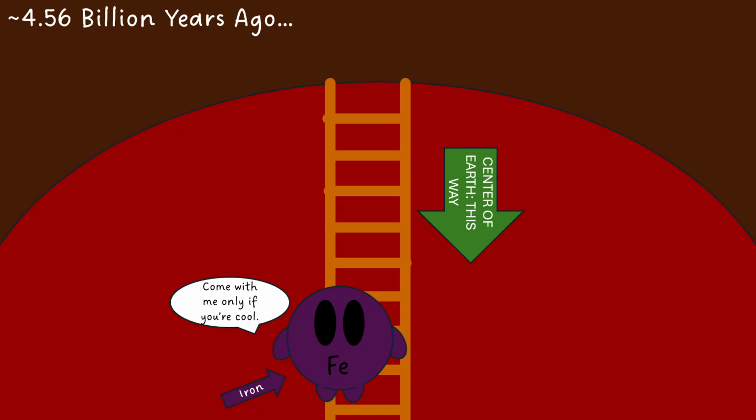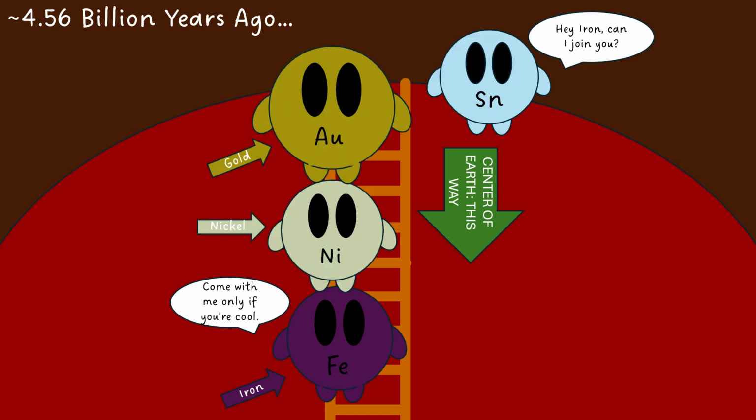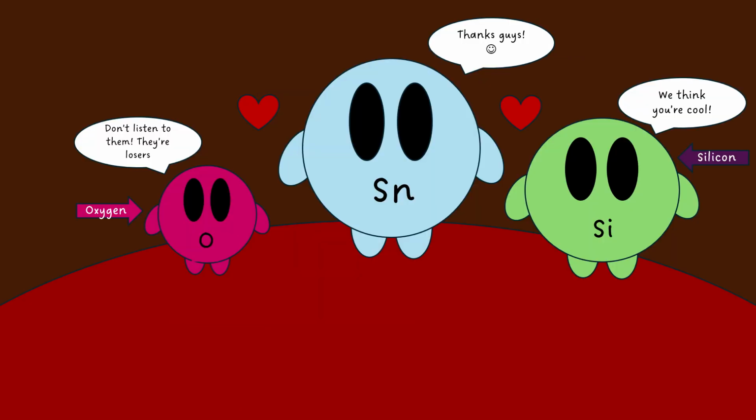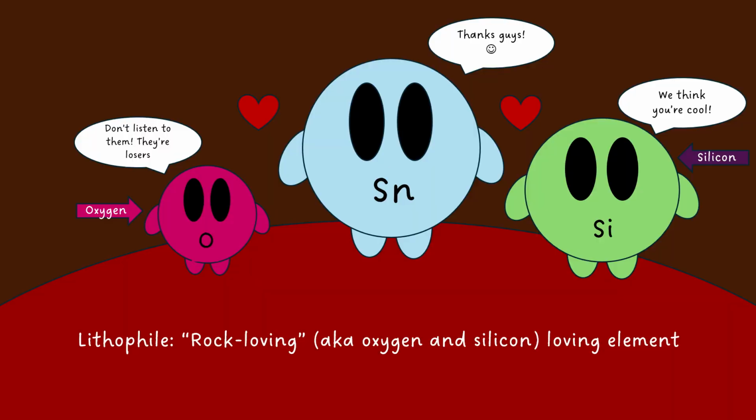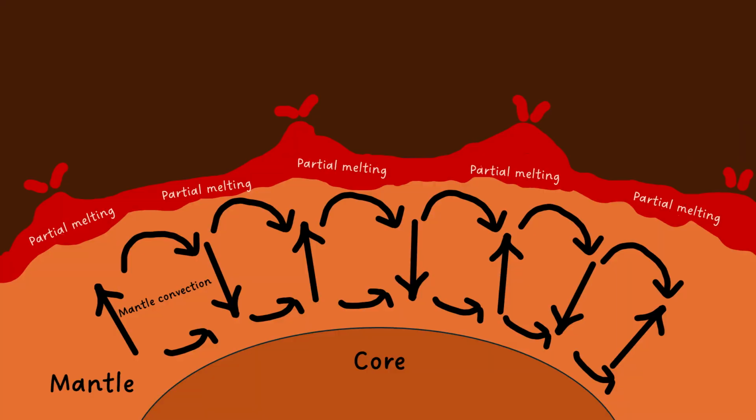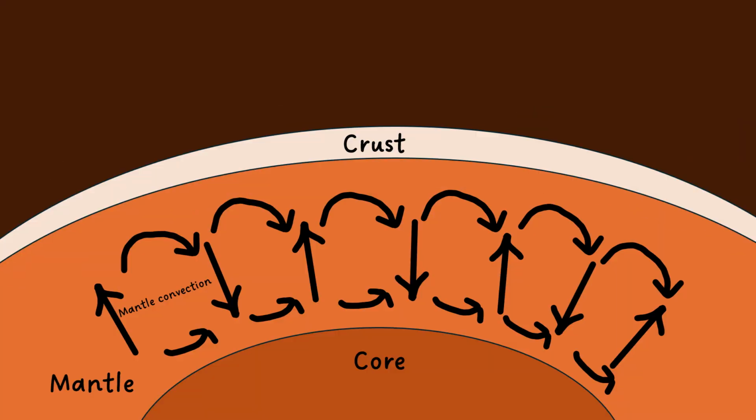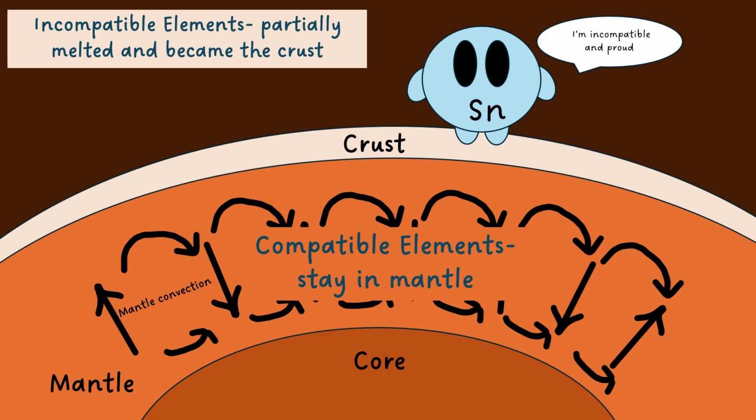The layers of our Earth began forming 4.56 billion years ago when heavy molten phase iron and elements that like to form bonds with iron sank to the center of our Earth, creating our core. This did not include tin. Instead, tin stayed near the surface since it likes to form bonds with oxygen and silicon, making it a lithophilic or rock-loving element. Later, the Earth's crust formed from the partial melting and cooling of incompatible elements, such as tin.